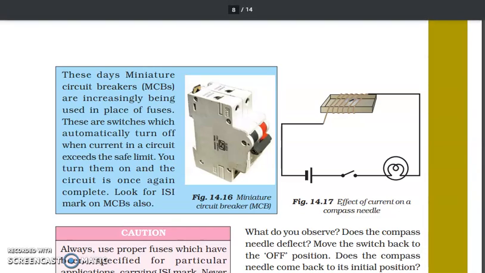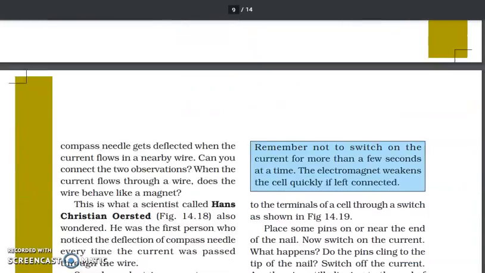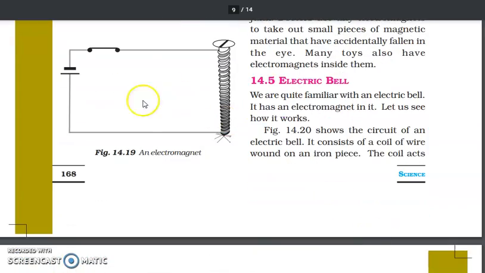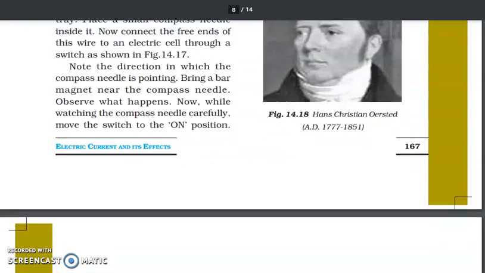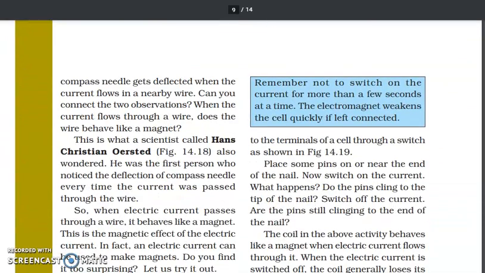Taking this concept, we can prepare our own electromagnet like this. We have taken an iron nail, wrapped wire around it, and then made a closed circuit. Whenever the circuit is closed, we can see that the iron nail acquires the power of magnetism and attracts the pins. Now here we have to take care of one thing. What is that? We have to take care while doing this experiment.